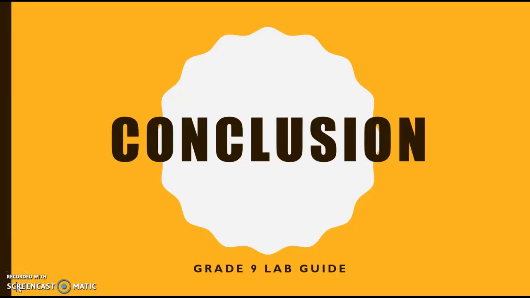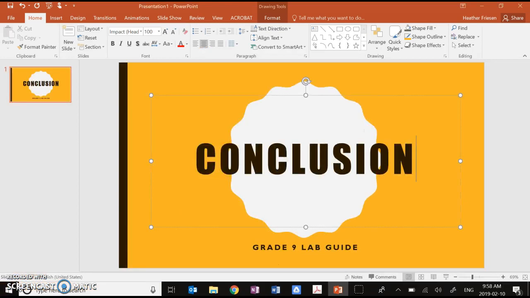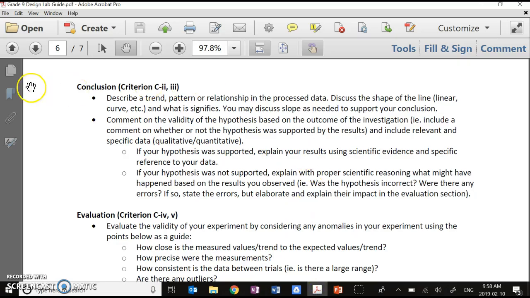Hello, scientists. This is the final screencast, and we're going to take a look at how to write your conclusion. So again, we'll go back to the lab guide, and we're going to look at the conclusion. And here's where you're going to describe in words what you've already processed mathematically in your data processing section. So you're going to describe the trend or pattern or relationship in the processed data.